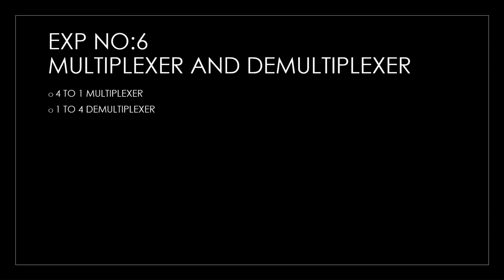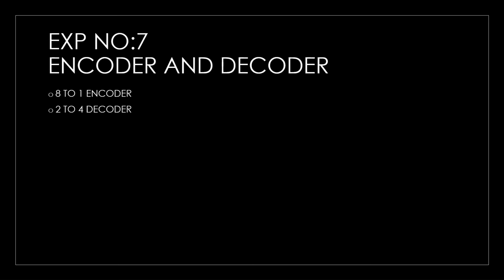In the sixth experiment, we will see the study and implementation of multiplexers and demultiplexers, which is the 4-to-1 multiplexer and 1-to-4 demultiplexer. Then in the seventh experiment, we will see encoders and decoders. So in this experiment, we have taken an 8-to-1 encoder and a 2-to-4 decoder. So let us see the first experiment.